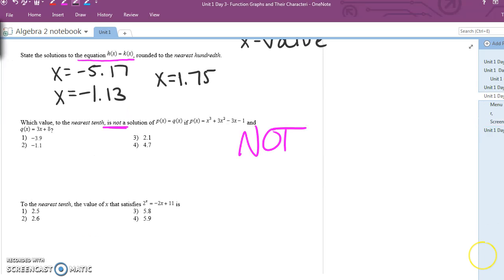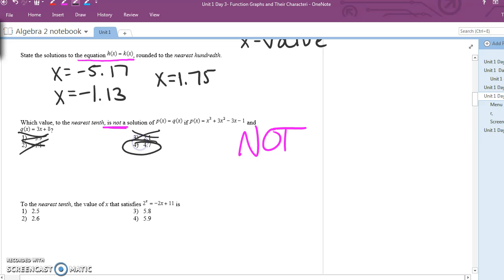Now that I have my 3, I got negative 3.9 was in there. I had negative 1.1 was one of the answers, and I had 2.1 as one of the answers. So the one that's not a solution is 4.7.